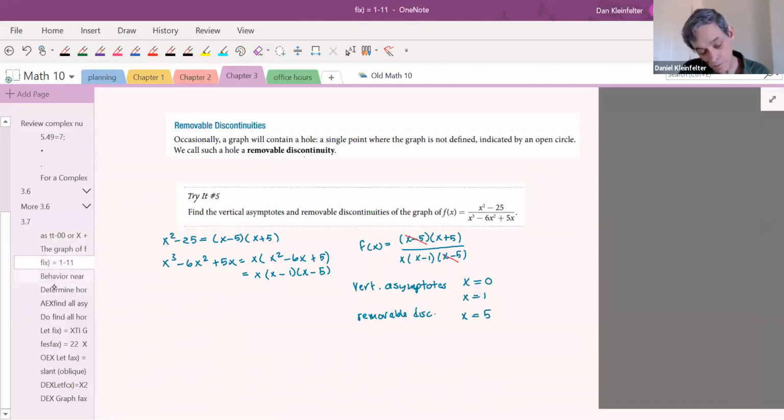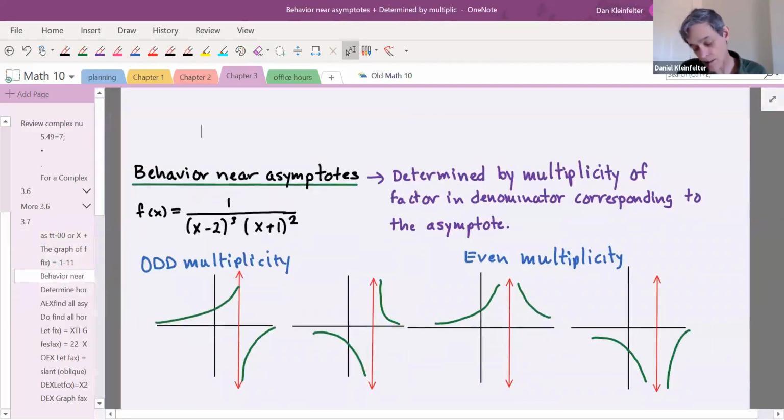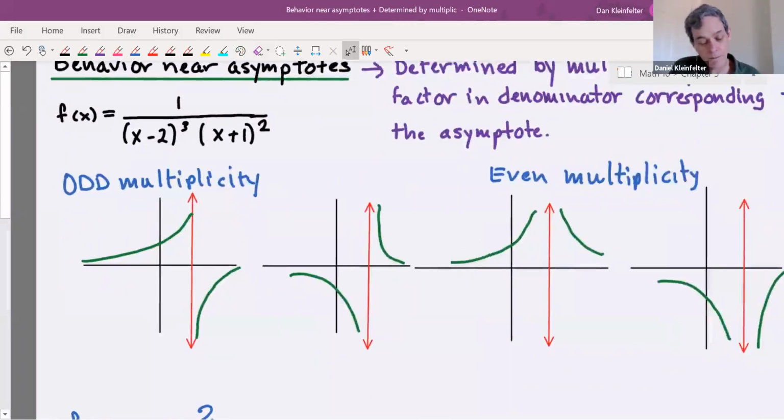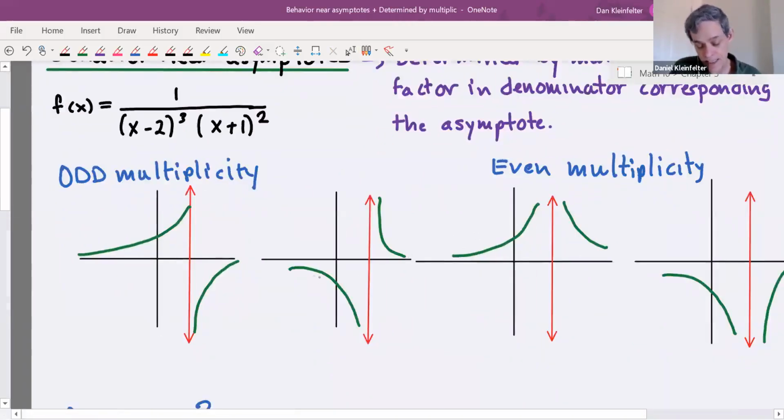So it turns out that the behavior near the asymptotes is totally determined by the multiplicity of the factor in the denominator that corresponds to the asymptote. For example, in this function f, x minus 2 is cubed, and so this would have a vertical asymptote at 2. This has odd multiplicity because the 3 is odd, and so that means that it will be up on one side and down on the other.